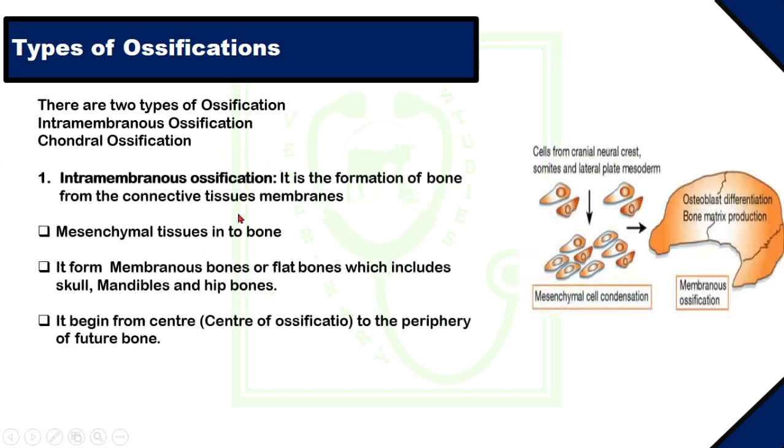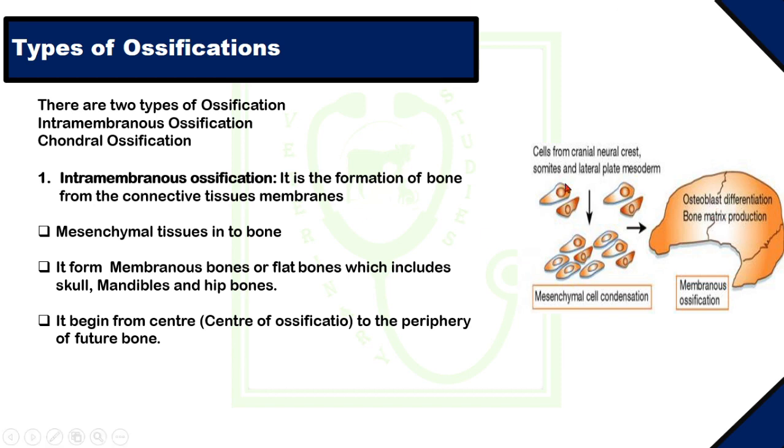Intramembranous ossification. It is the formation of bone from connective tissue membranes. In this type of ossification, mesenchymal tissues of the embryo transform into bones. It forms membranous bones or flat bones, which include bones of the skull, mandible, and pelvis. Every bone has a center from which bone formation starts. We call it the center of ossification. So the membranous bones begin from the center toward the periphery of the future bone.